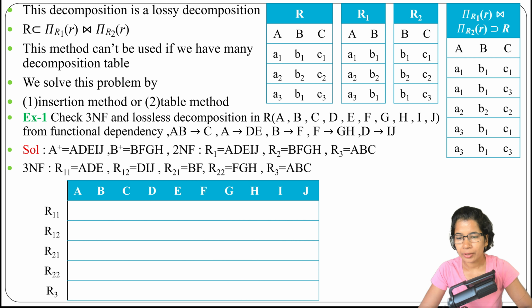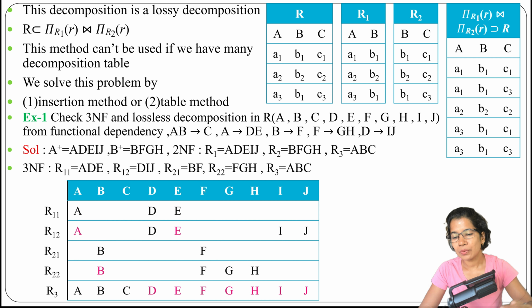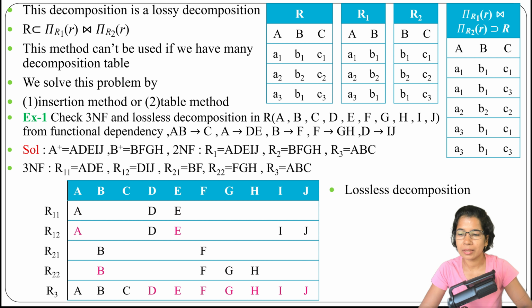In the table method, according to the relation, we'll fill the row. Whenever any attribute is repeating, we'll copy all its row data, and in this way we'll continue. If we are getting all the attributes in the last row, then this is a lossless decomposition.